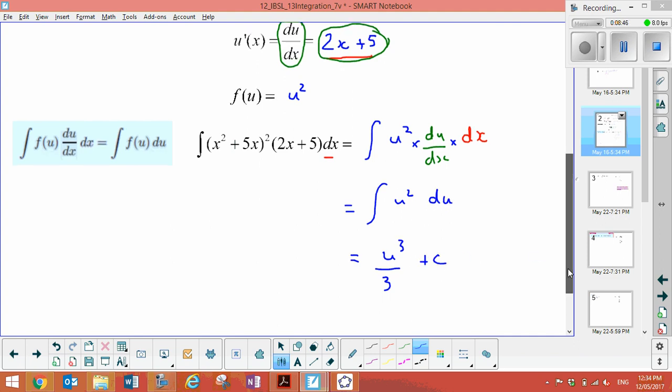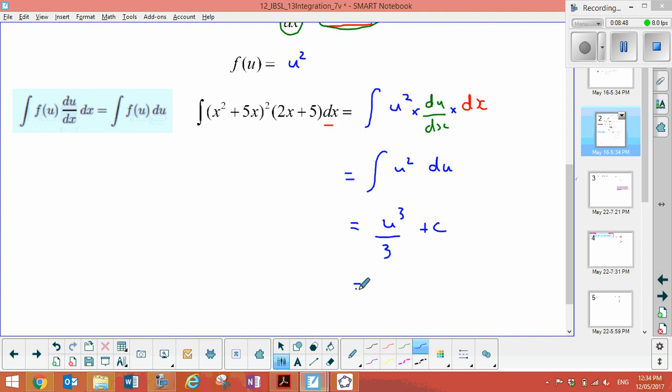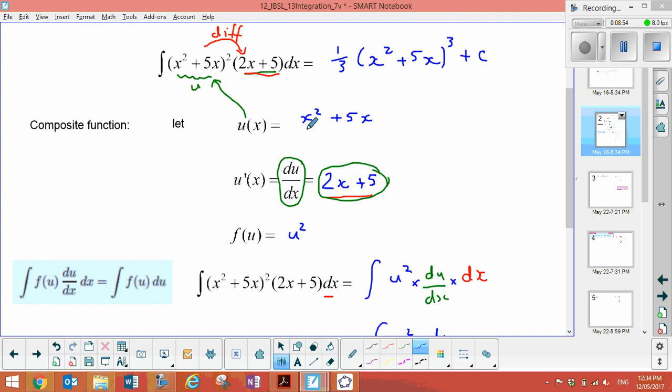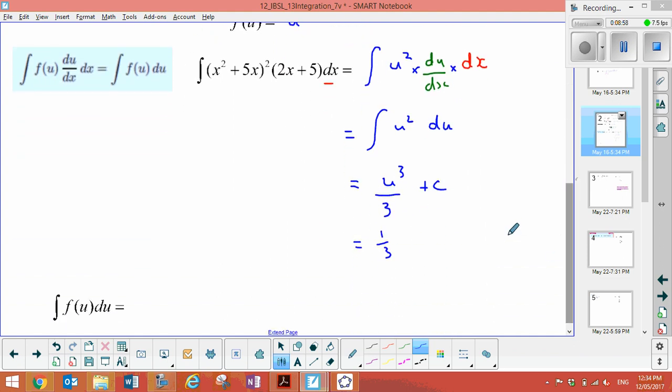And then we go, well, I know what u is. Put our third out the front. What was our u? Our u was x squared plus 5x. So now we substitute back our x squared plus 5x, all to the power of 3, plus c.